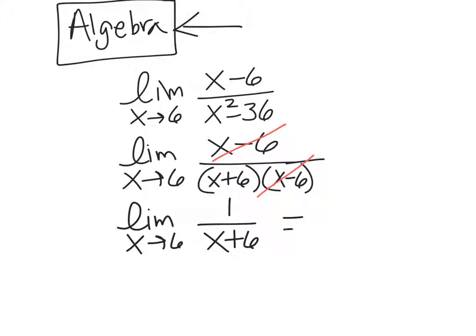Now, is there any problem? No. We got rid of the problem. The problem was 0 over 0. When I plug 6 in, my answer is 1 over 12, and that's the limit. Okay? It's a hole in the graph, basically, when you graph this thing, at x equals 6.